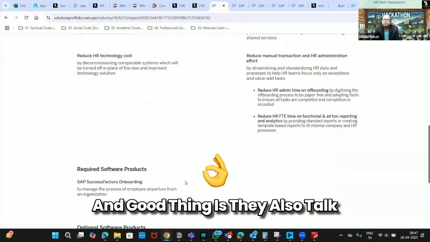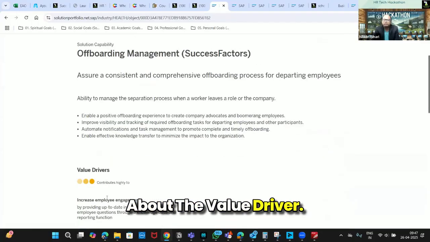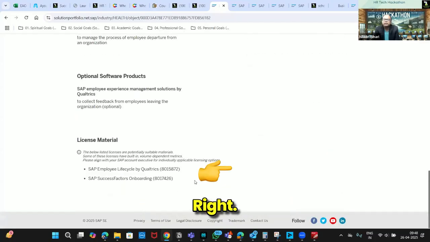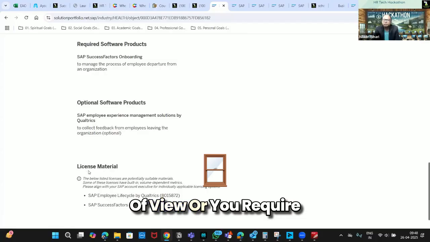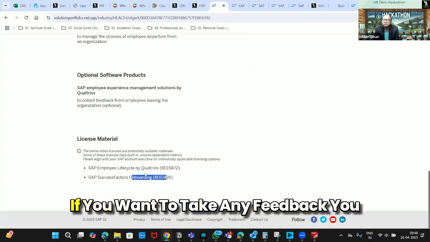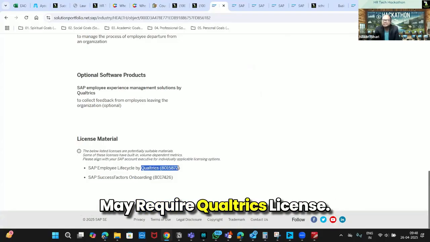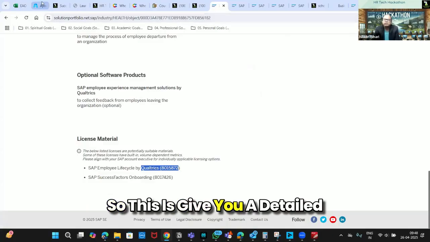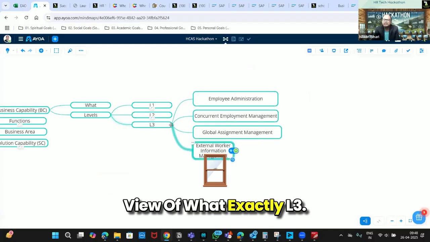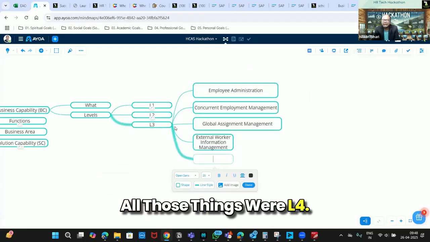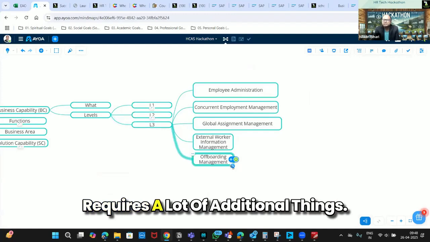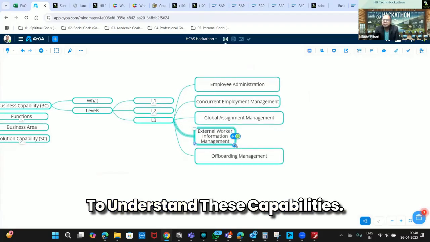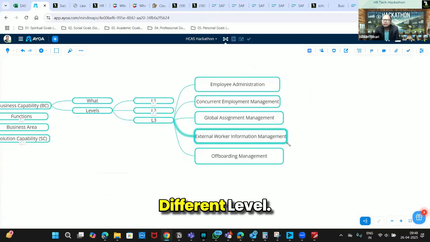And the good thing is they also talk about the value driver, how it contributes to the overall HR. And also from a licensing point of view, you require an onboarding license, and if you take any feedback, you may require a quality risk license. So this is also very clear. This will give you a detailed view of what exactly L3, L4 and all those things were. I'm not discussing L4 because that requires a lot of additional things. For now, this will be enough to understand these capabilities at different levels.